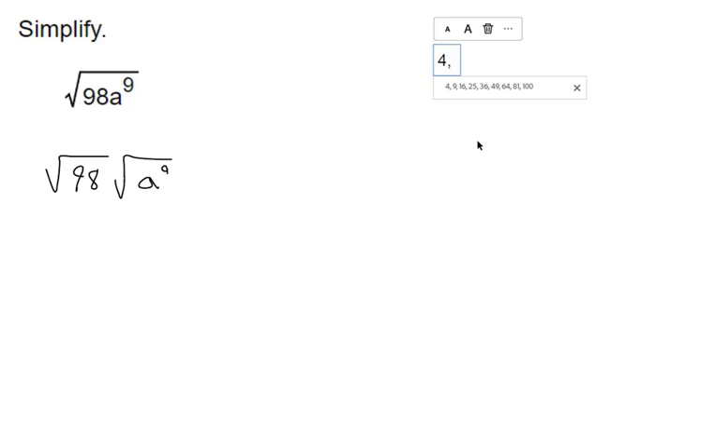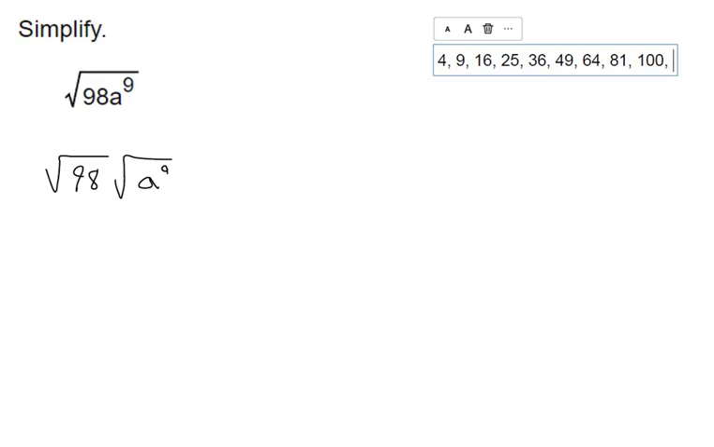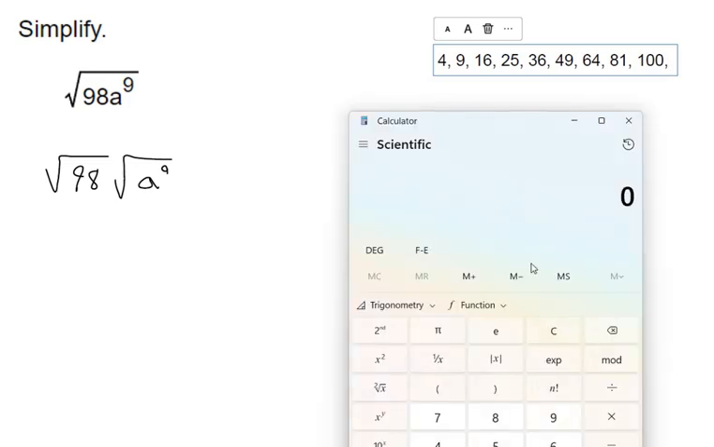So the numbers you want to look for: 4, 9, 16, 25, 36, 49. All these numbers have a square root that's an integer. And the list obviously goes to infinity, but look, square root of 4 is 2. Square root of 9 is 3. These are the numbers we want to try to factor out of here.